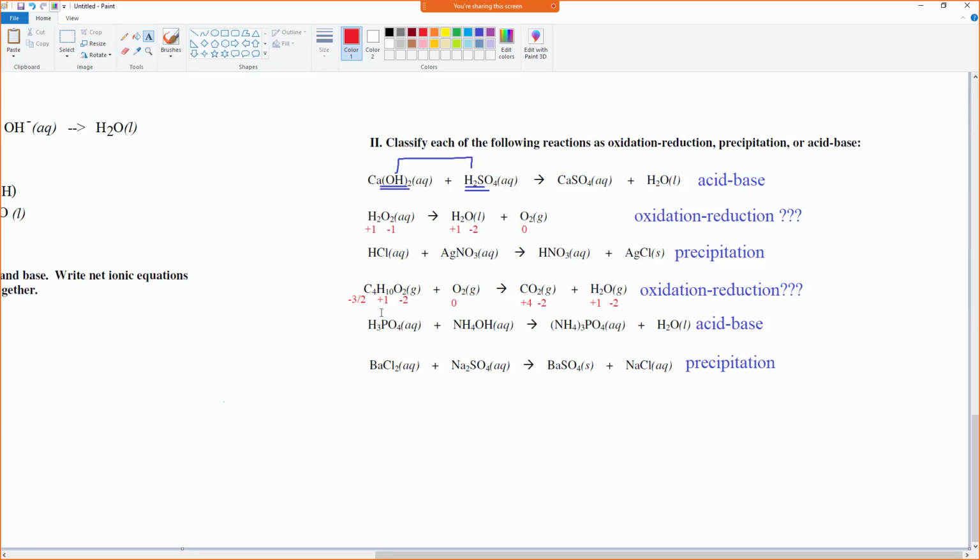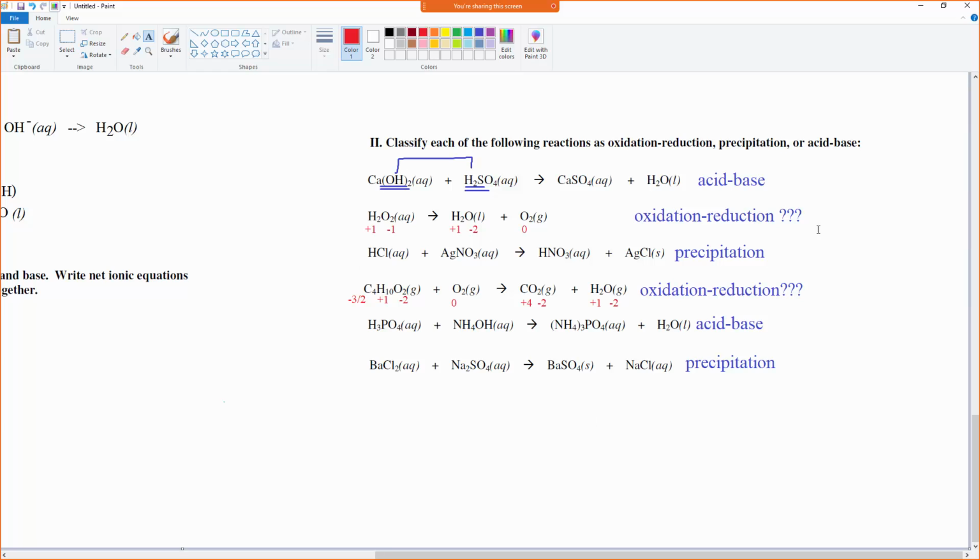And as a result, is that 3/2? I don't even know. Anyways, as a result, hopefully you can see that yes, oxygen does change and yes, carbon does change. I don't have to know how much it changes. I just have to know that it does change. It does change, and that confirms that it's oxidation reduction.